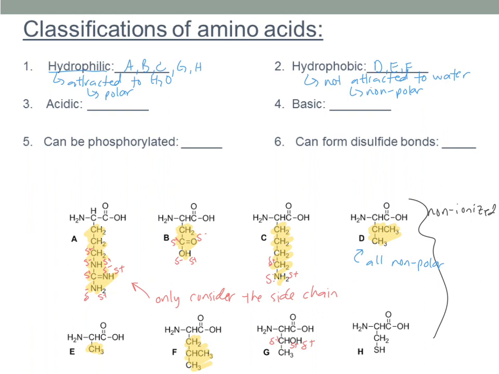Now, when I go to something like is it acidic or basic, all we're talking about with this is that we're looking for the acidic functional group, which is the carboxyl, the carboxylic acid. We're looking for a carboxylic acid in the side chain. So if you see a carboxylic acid in the side chain, then that means that amino acid residue, that side chain, is an acidic side chain. A does not have a carboxylic acid. B does have a carboxylic acid, right? Here's my carboxyl.